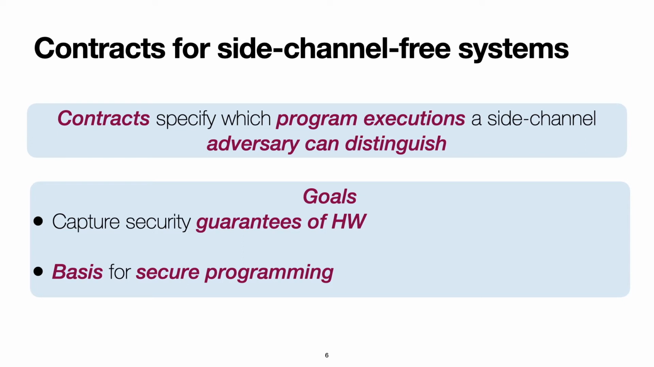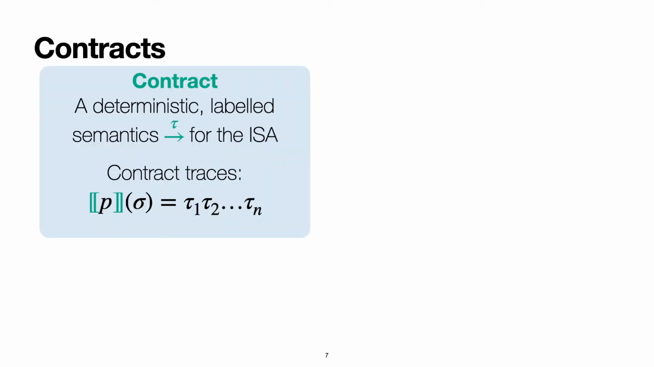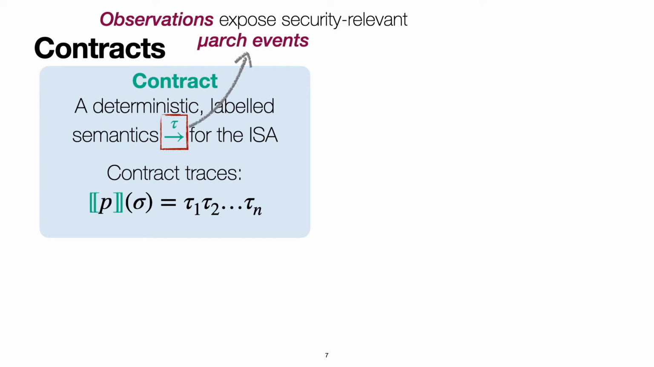A contract is formalized as a labeled ISA semantics, where steps in the semantics are associated with observations tau that expose security-relevant microarchitectural events. Given a program P and an architectural state sigma, we have contract traces, that is, the sequence of observations associated with executing P on sigma according to the contract.